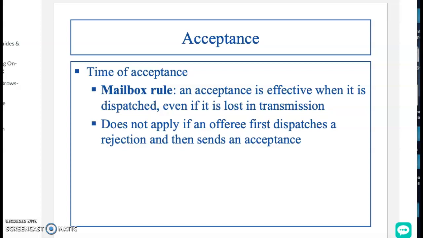Time of acceptance. So let's say you have a certain amount by 5 o'clock Friday. If we're looking at the mailbox rule, acceptance is effective when it is dispatched. So when it is put in the mail, even if it's lost in transmission. This does not apply if an offeree first dispatches a rejection and then sends an acceptance. So remember, clear cut, I'm accepting, it's in the mail. Now, in theory, the mailbox rule means when you mail it. In practice, I will tell you guys, call the offeror and tell them you accept and that it's in the mail so they know it's coming.